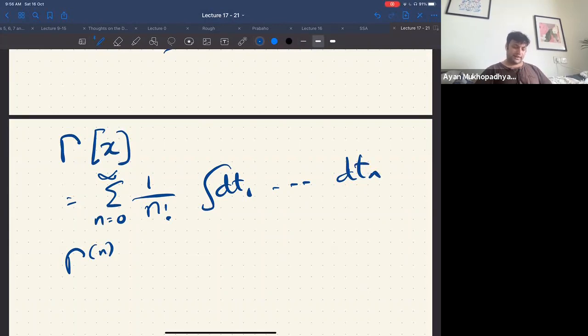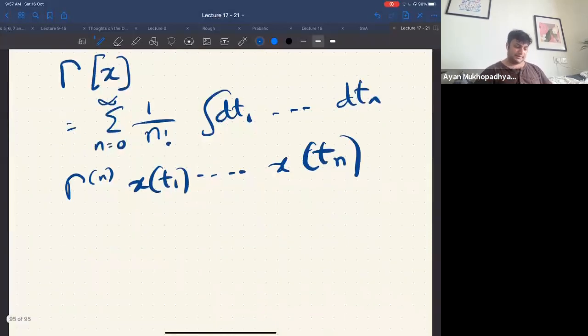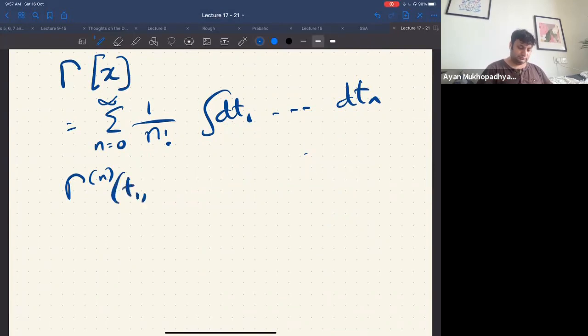Let me see what the best way to write this is. One of the things to note here is that this gamma n, maybe I can rewrite it in a different way. Let me put these things in for a good reason. Okay, so what does this mean?